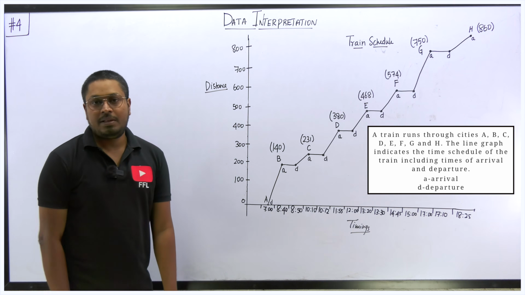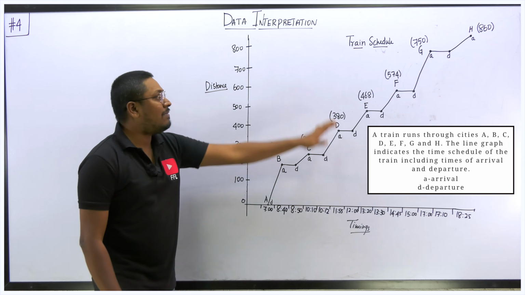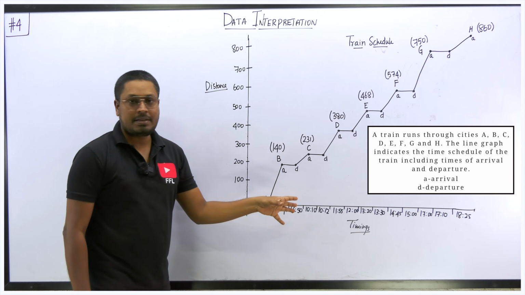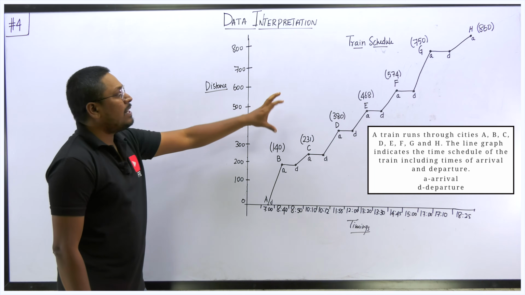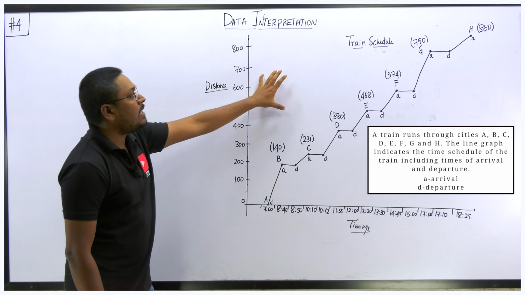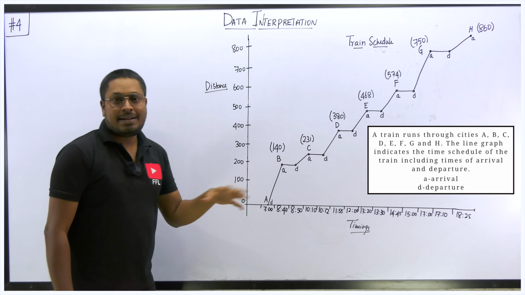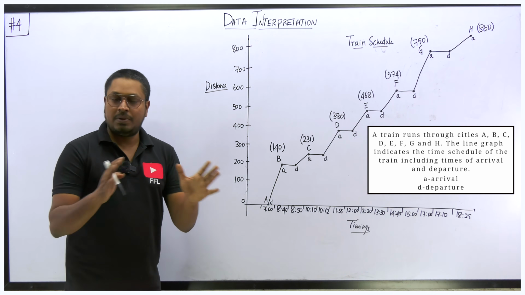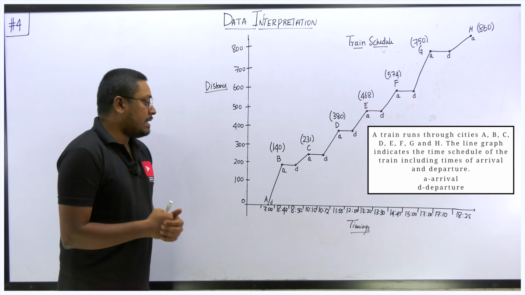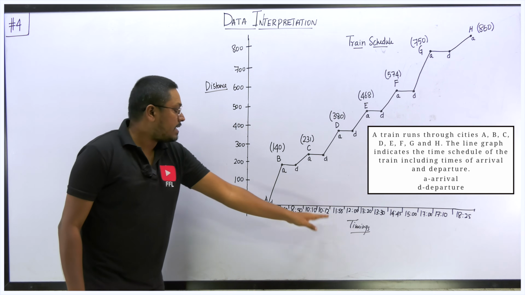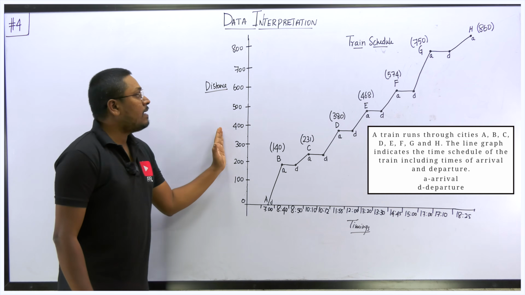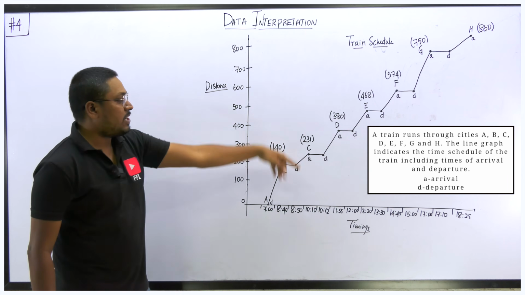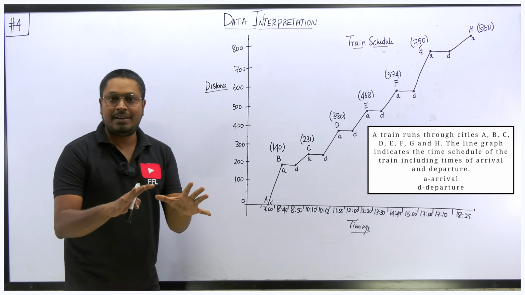Before solving all the 5 questions, first let me understand what values they have given: A and D, and in brackets they have given some kilometers, right? In the beginning of this data interpretation they have given a passage that there are cities, City A, B, C, D, E, F, G, H. So A to H total cities have been given, and the railway timings have been given, and the distance traveled by the train is directly given here itself, as well as the train schedule. So these are the values they have given in the chart.